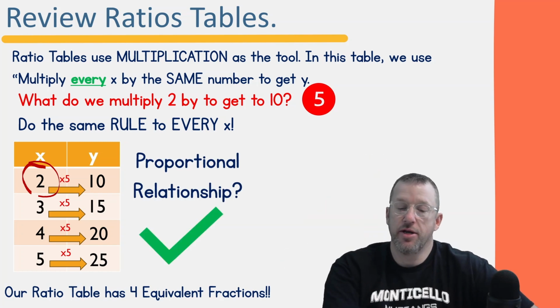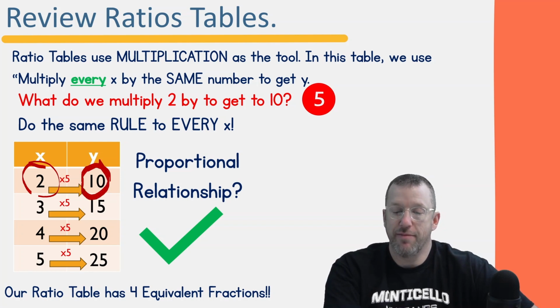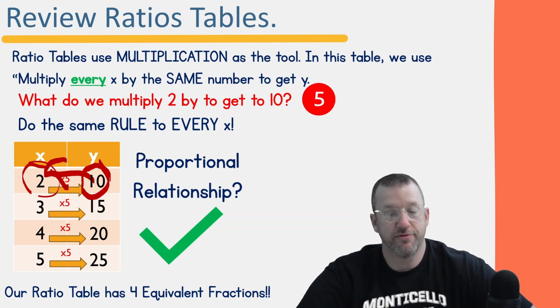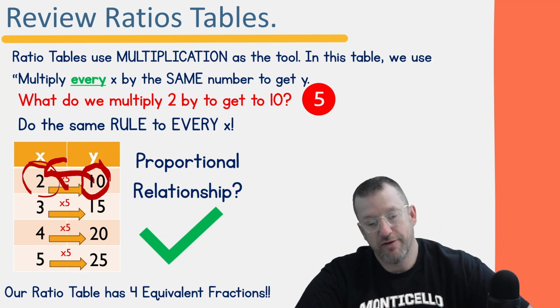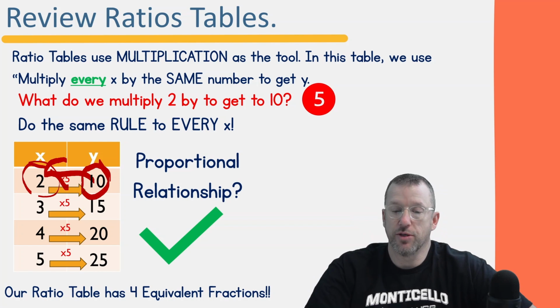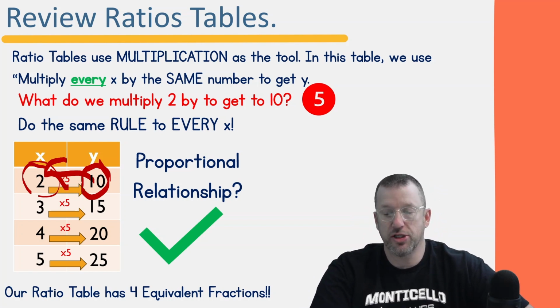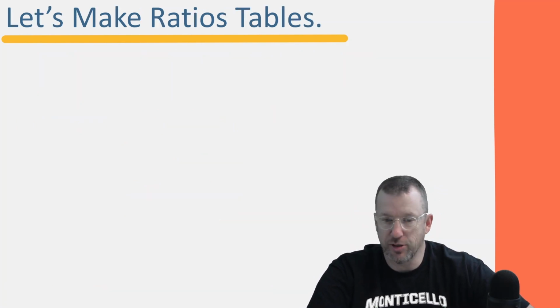And just as a note, you can go the opposite direction as well. You could ask, what did we divide by to get to there? We divided by 5, and we got 2. 15 divided by 5 is 3. 20 divided by 5 is 4. 25 divided by 5 is 5. So when we're dealing with proportions, it's multiplication or division, not addition and subtraction.